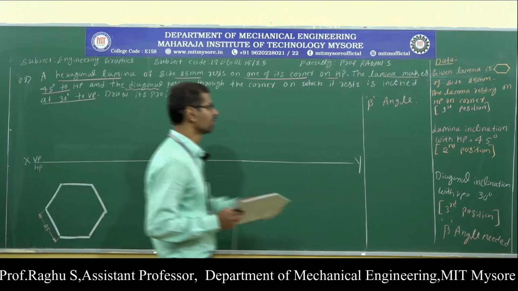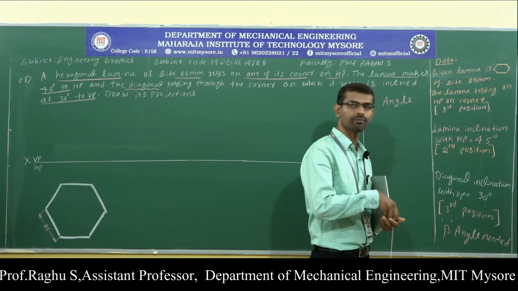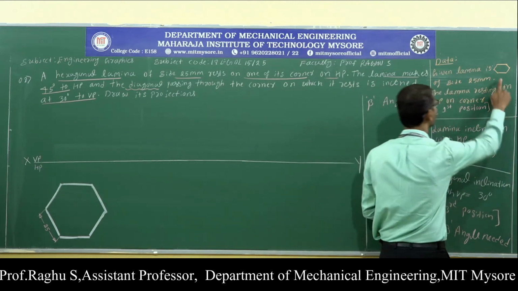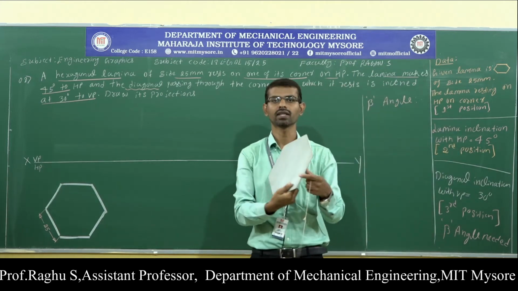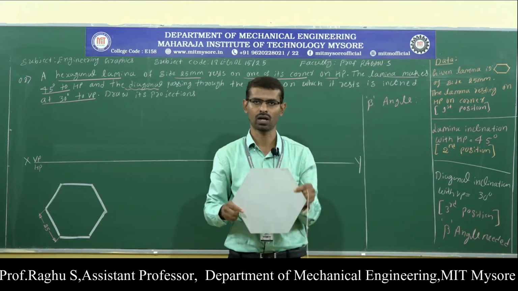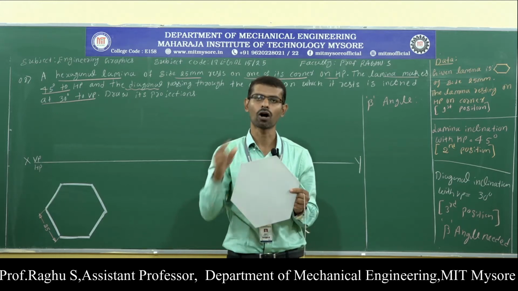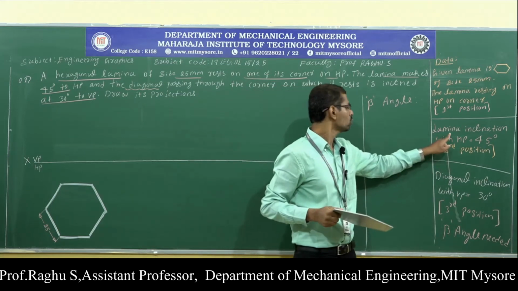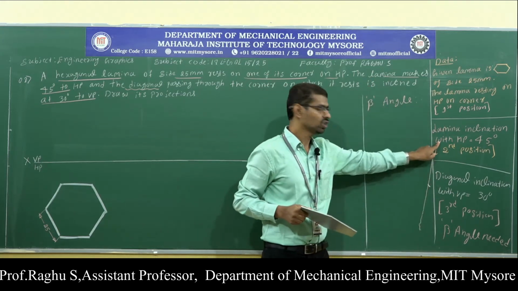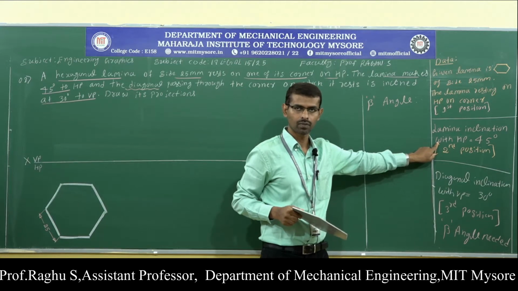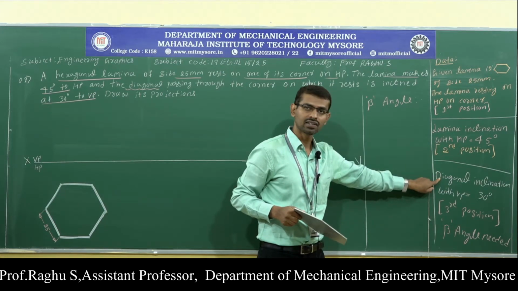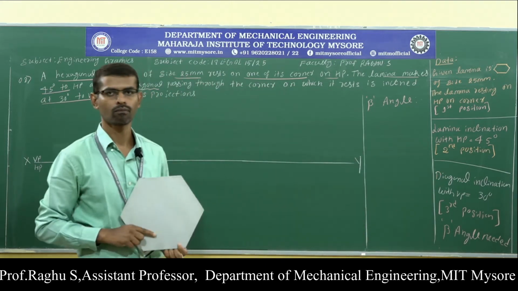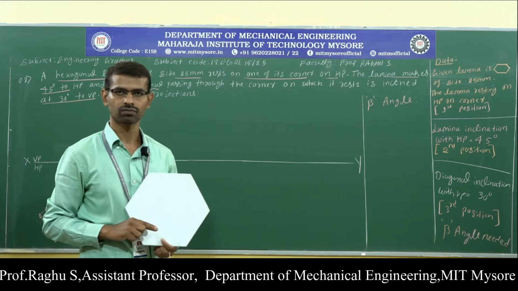First, list out the data. Here the given lamina is a hexagon of side 25 mm. It's a regular hexagonal lamina, which means all sides are equal and all interior angles are equal. Next, note down the lamina inclination. The lamina inclination with respect to HP is 45 degrees. Next, it is a diagonal inclination problem. The diagonal inclination with respect to VP is 30 degrees. So these are all the given data.